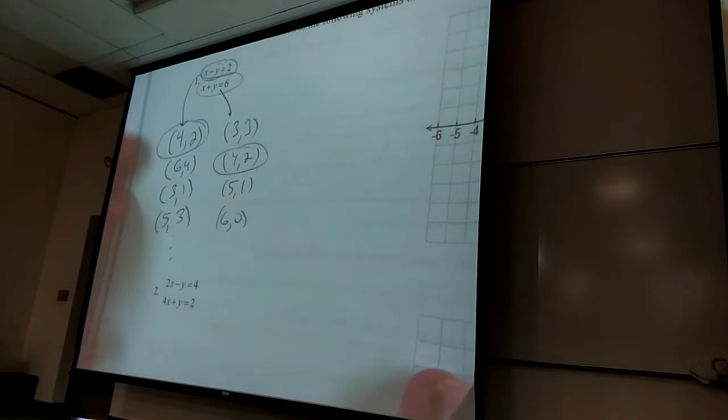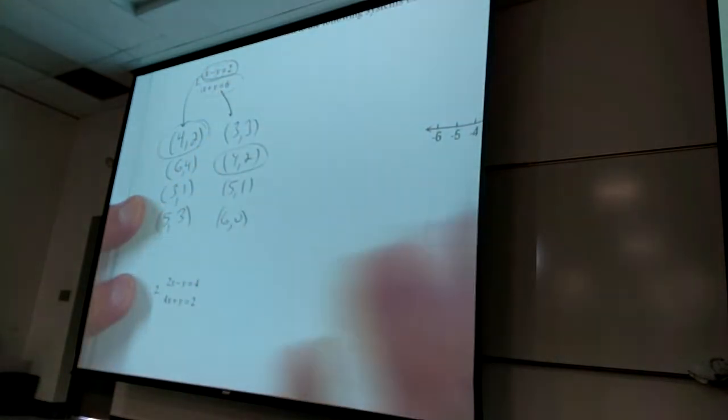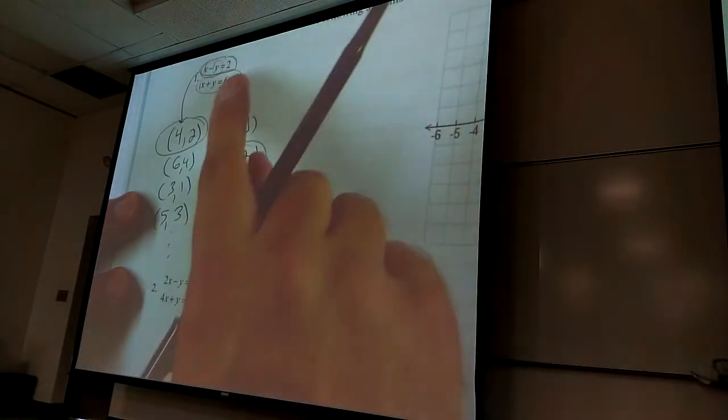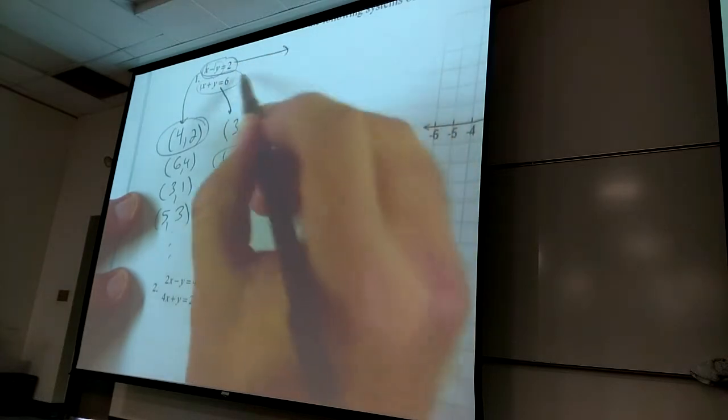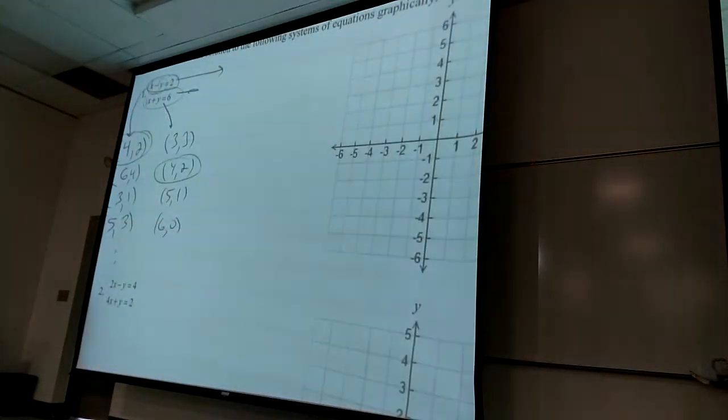Now, can you do that every time? Oh my God, no. These are just really simple, like the coefficients are 1. It's really easy. So take a minute now and graph both of these on this graph. Graph the first one, finish it. Graph the second one, finish it.